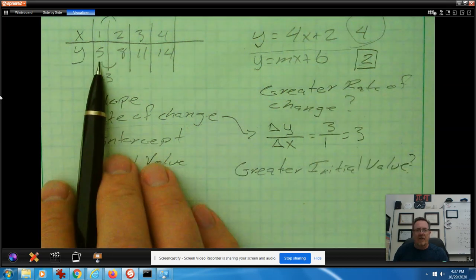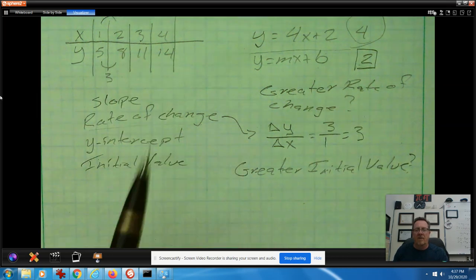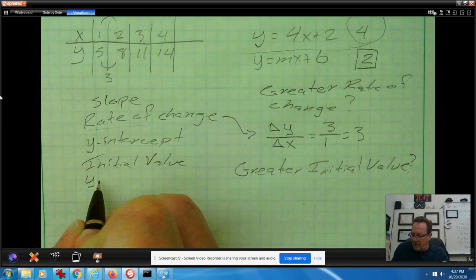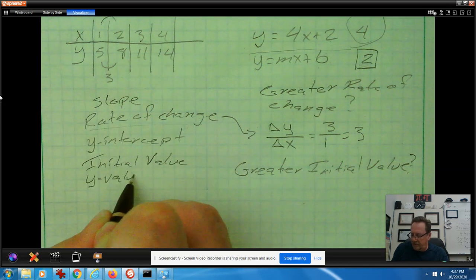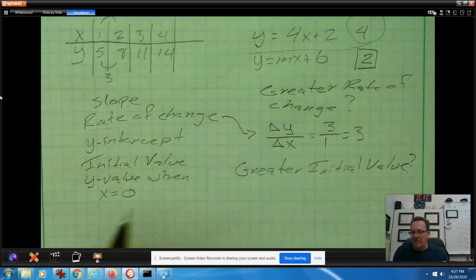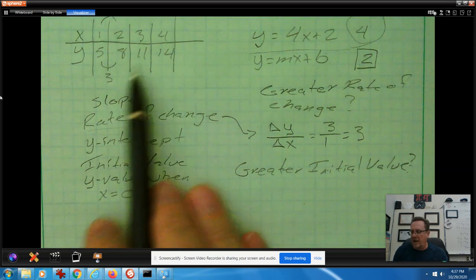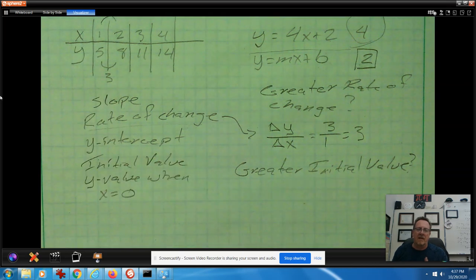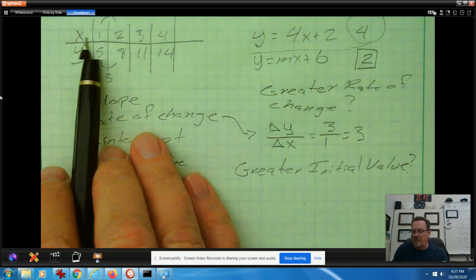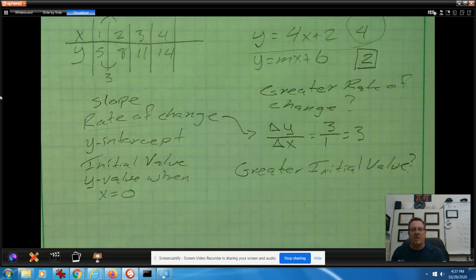But we don't have an initial value in the table. Remember, our initial value is the y value when x equals 0. If our table had an entry where x was 0, that'd be easy to find. But if our table doesn't have a value for x that's 0, then we're going to have to do a little bit of thought.